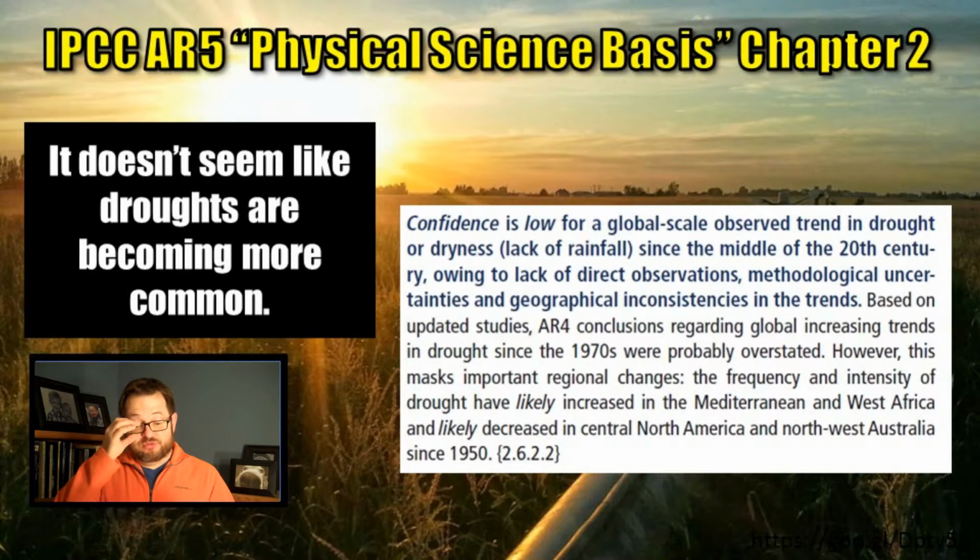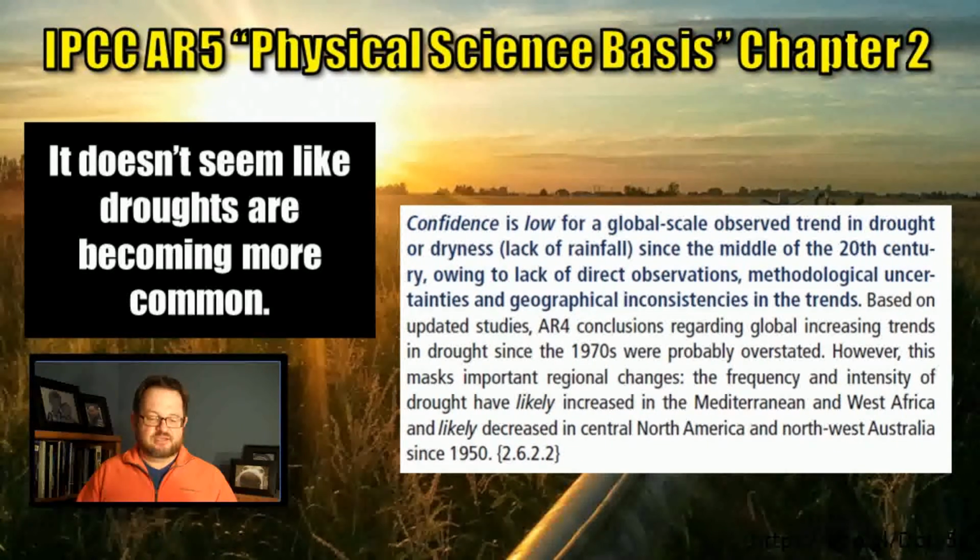Confidence is low that global scale observed trend in drought or dryness since the middle of the 20th century owing to lack of direct observations, geographical inconsistencies in the trends, and so on. What they're saying here is there isn't evidence that droughts are becoming more common or that they're becoming more extreme. Don't get me wrong, there are droughts. There are droughts that are very extreme, but the evidence that they are related to global warming and anthropogenic change and so on doesn't exist yet. Confidence is low that that is true.